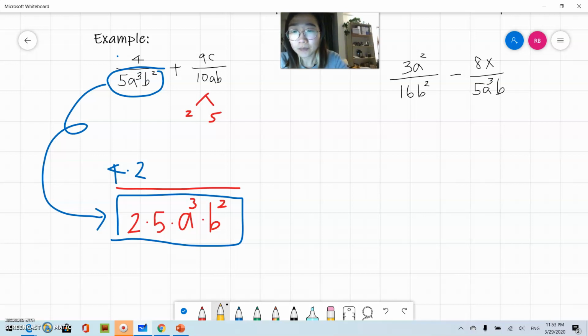Okay. Let's look at the next one. 10ab, well, 10 is 2 times 5, so it has a 2, it has a 5. It has a, but not enough a, right? So I probably need to multiply a squared to make it a cubed. And I still need another b to make it b squared. So I'm multiplying a squared times b on the denominator and the numerator.